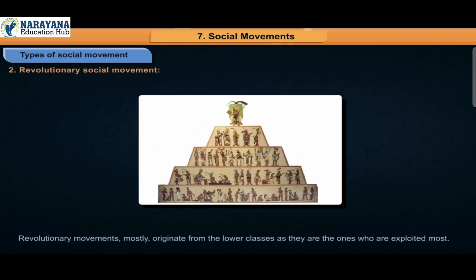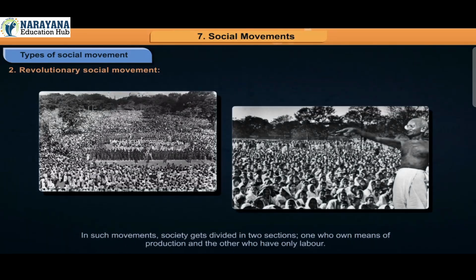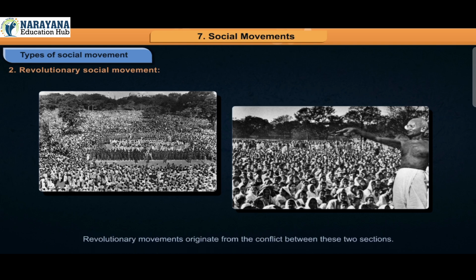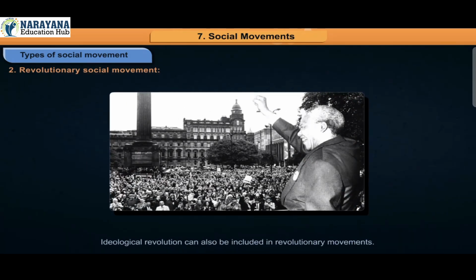Revolutionary movements mostly originate from the lower classes, as they are the ones who are exploited most. In such movements, society gets divided into two sections, one who own the means of production and the other who have only labor. Revolutionary movements originate from the conflict between these two sections. Ideological revolution can also be included in revolutionary movements.